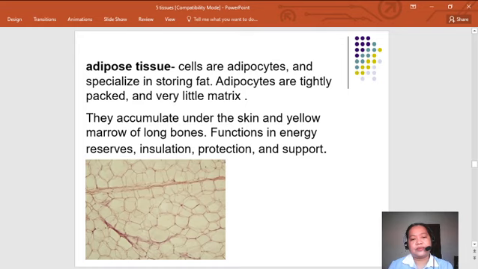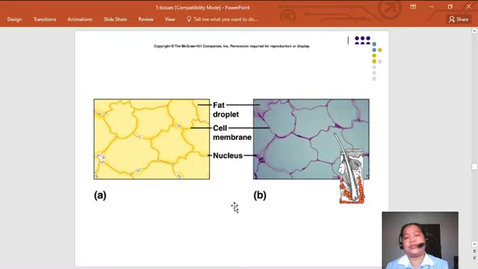Next, adipose tissue. So adipose tissue cells are adipocytes. The shape of the cell looks like a ring, an engagement ring, and is specialized for storing fat. Adipocytes, for example this one, are tightly packed with very little matrix. So the function is for energy reserve, insulation, protection, and support. So let's have a closer look.